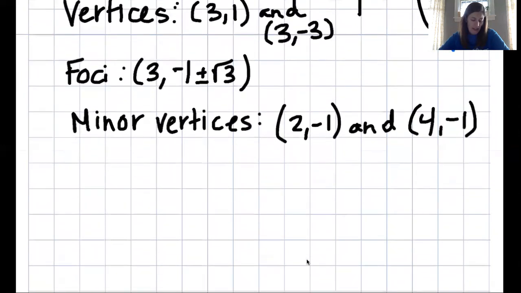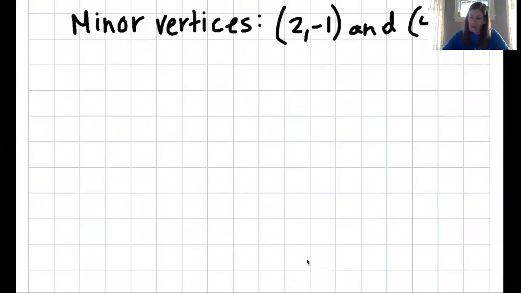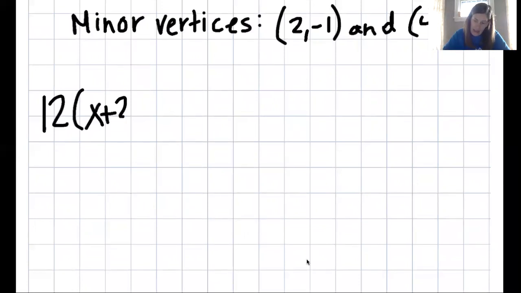I'm going to do another example. I'm going to change it up a little bit here in this example. I'm going to make it 12 times the quantity x plus 2 squared plus 4y squared equals 48.